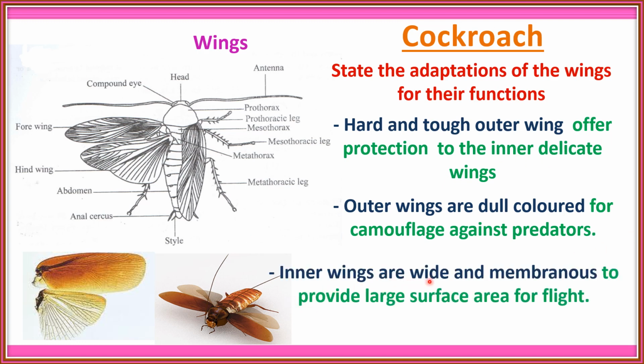And the inner wings are wide and membranous. When you look at them, they are very wide and they are membranous. The purpose of this is to provide a large surface area for flight. So those are the adaptations of the wings for their function.